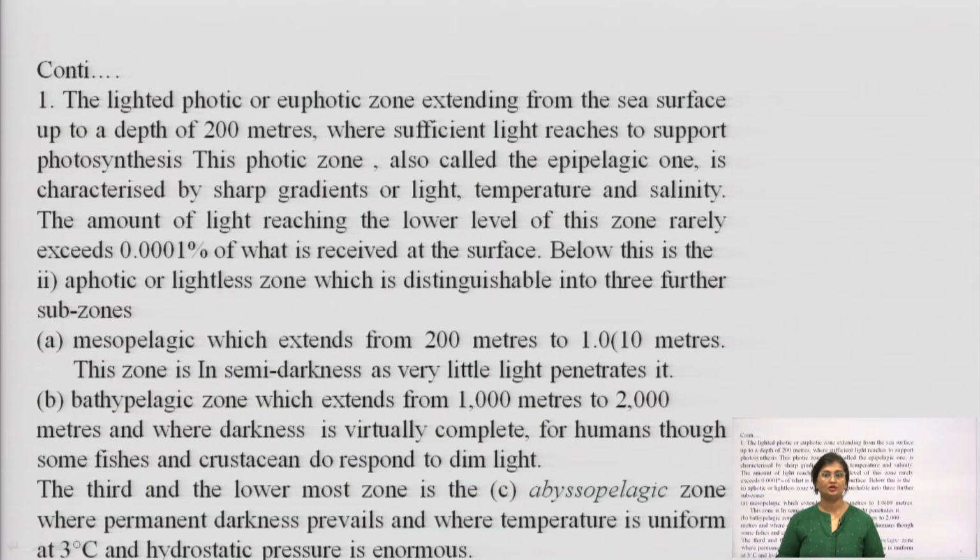The first zone is the lighted photic or euphotic zone, extending from the sea surface up to a depth of 200 meters. Here sufficient light reaches to support photosynthesis. This zone, also known as the photic zone, is also called the epipelagic zone.